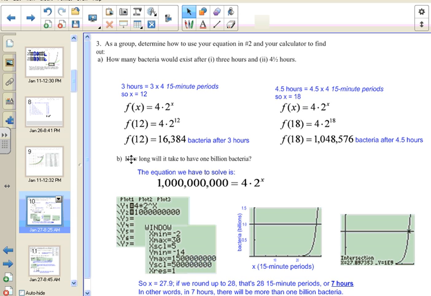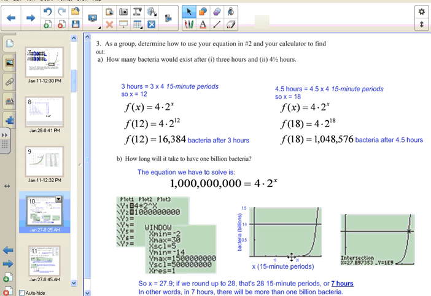So then we get to part B, and it says how long till we have 1 billion bacteria. That's one with 9 zeros on it. This is essentially the equation that we're trying to solve. You could try dividing by 4, but then how do you get the x out? I'm not sure I know how to do that yet. I mean, I do, but we haven't covered that yet. But I can use intersection. So I enter 4 times 2 to the x and 1 billion, and I set an appropriate viewing window so I can see the graph.